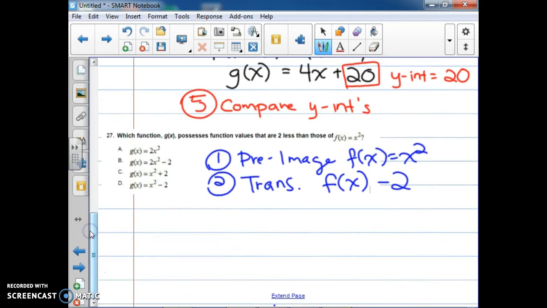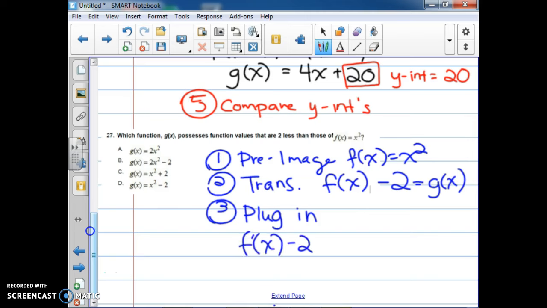Now we want to plug in that transformation, and this becomes g of x. So now plug it in, we have f of x minus 2 equals x squared minus 2. So g of x equals x squared minus 2. So your answer is B.